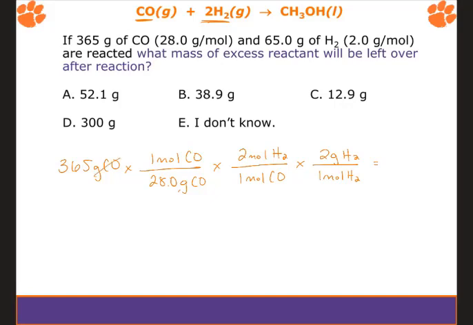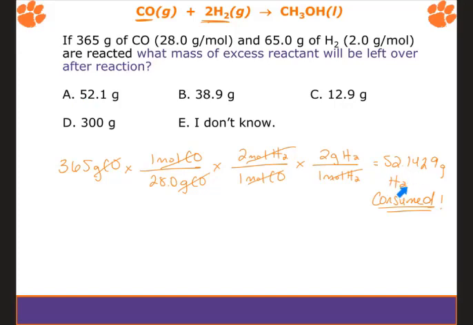Make sure everything cancels, and then you're going to do your math to figure out how many grams of H2 you consume. All right, and I see that I have roughly 52.1 grams of hydrogen gas consumed. So that's how much is used up in the reaction. Please notice that this answer will always be a choice if it's multiple choice. So just because you see an answer that you get, don't get too excited. Make sure you're answering the actual problem.